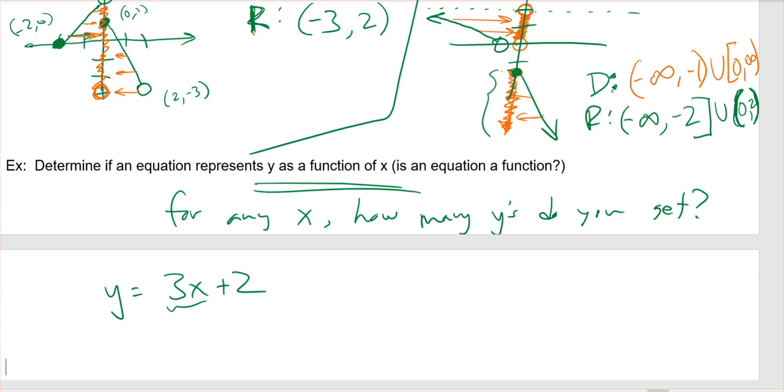And if I add 2 to that, I'm only going to get one number as well. Any number plus 2 is a unique value. 4 plus 2 is 6. 9 plus 2 is 11. It's not two things, it's one thing. So we just have to think it through. If I put in any number I want here, how many numbers are you going to get out? Multiplication is well defined, so it's only going to give us one thing. Addition is also well defined, so that's only going to give us one thing. So we would say that, yes, this is a function.